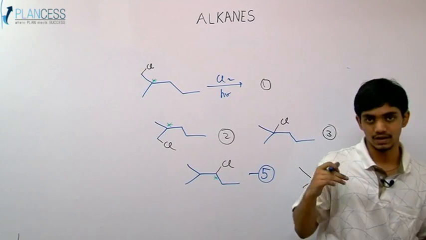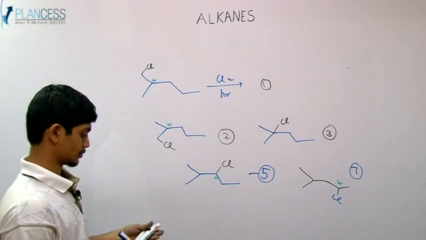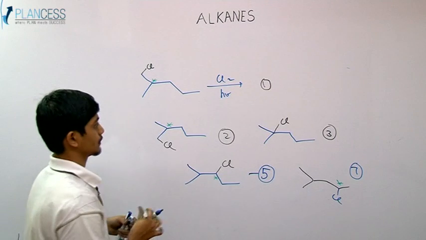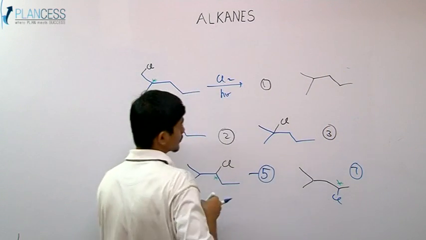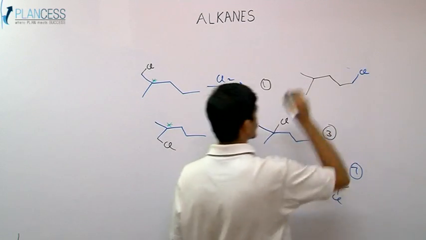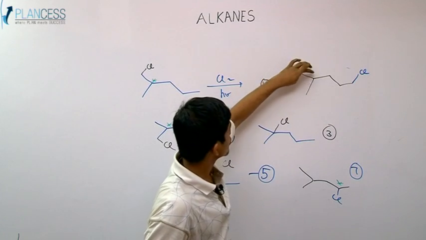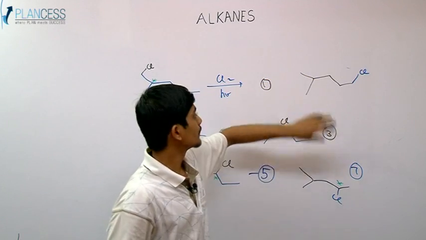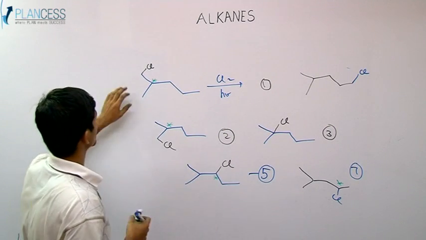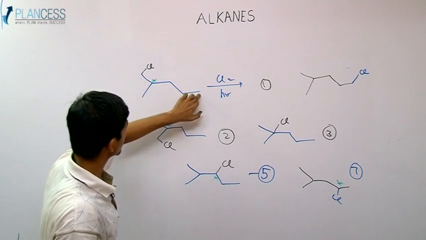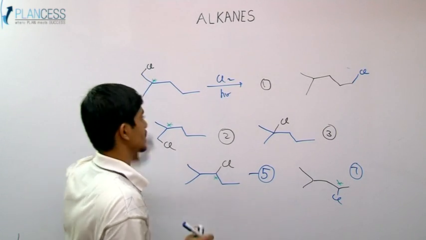whichever compound we are getting, is not similar to any one of these compounds. Now let us see this, and we chlorinated here. Now compare this and this. Here it is a 1, 2, 3, 4, 5 carbon chain with a substitution at the 4th position, and here we have 1, 2, 3, 4, 5, but the chlorination and the substitution is at the adjacent carbon.